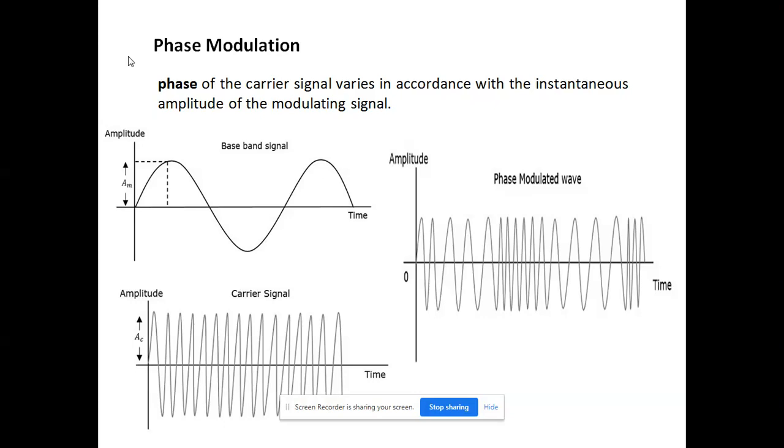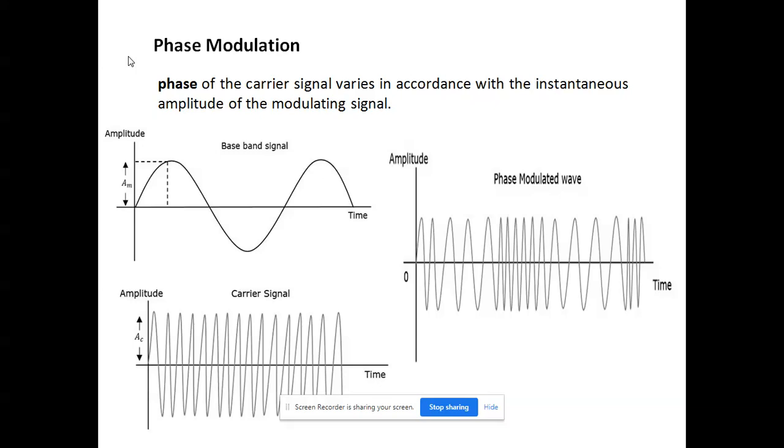So, communication theory unit 2, we already saw the topic frequency modulation and phase modulation. When the phase of the carrier varies according to the instantaneous amplitude of the modulating signal, that is called phase modulation. So, you see the diagram: the baseband signal is the input, and then the carrier signal and the modulated waveform.